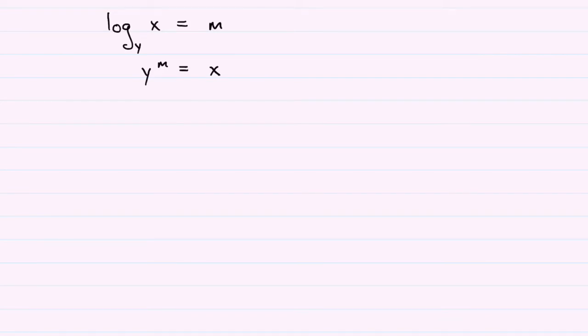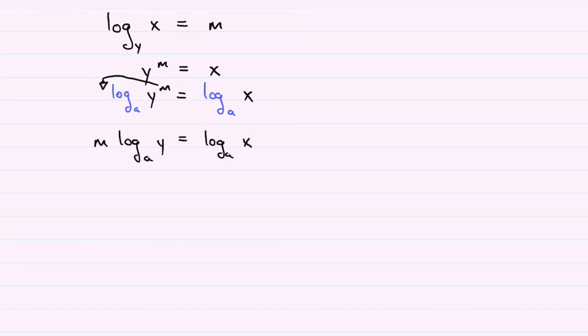Now I'm going to take the log base a of both sides, so we'll end up with log base a of y to the power of m equals log base a of x. We're allowed to do this because it's an equation, so whatever I do to one side, as long as you do it to the other side, it should still be equal. Roll down the power, and we get m times log base a of y equals log base a of x.